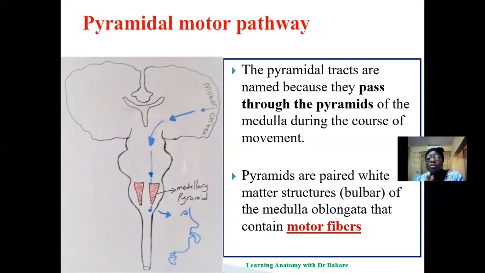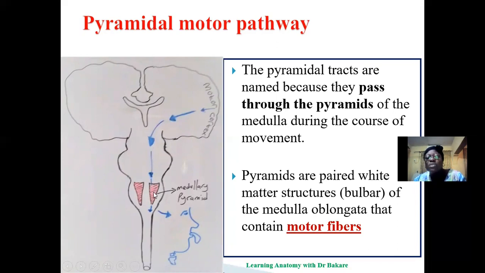The pyramidal motor pathways are so referred to because they pass through the medullary pyramid. This is the cerebral hemisphere, this is the midbrain, this is the pons, and this is the medulla. So the pathway, of course, we know that this is the origin. This is where they begin from. This is like the starting point, the motor cortex, and they run through the internal capsule, the midbrain, the pons.